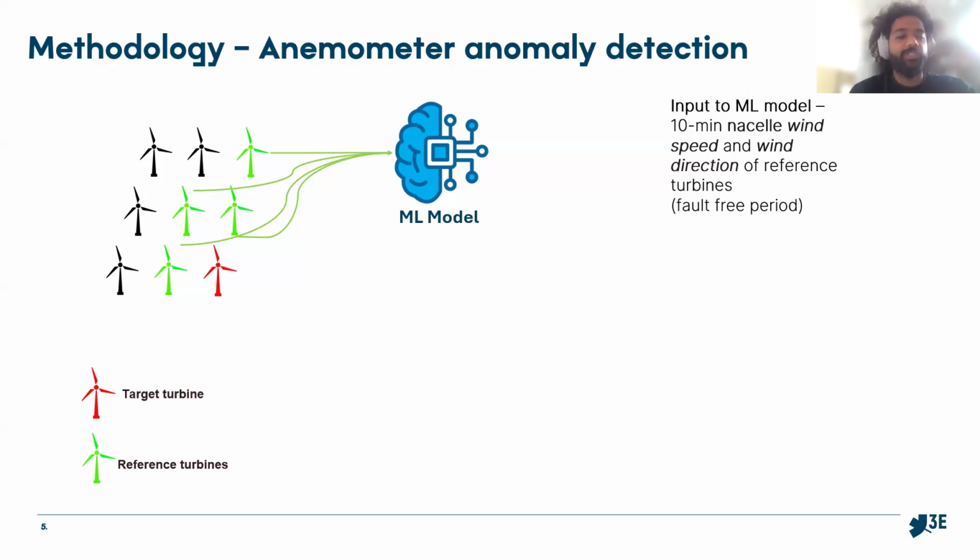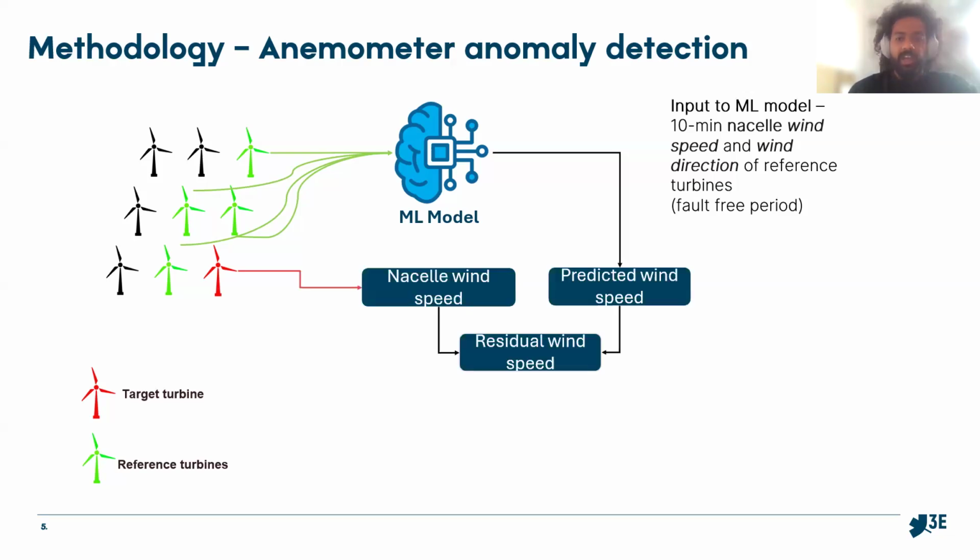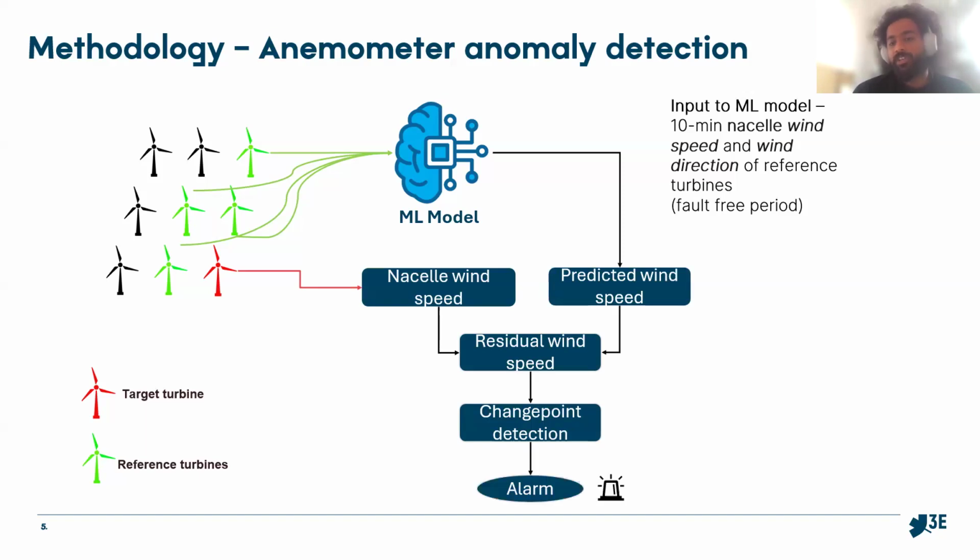So we try to predict the wind speed of the target turbine with just the wind speed and the wind direction of the reference turbines, as normal behavior modeling, and then we get the residual wind speeds. We are more interested in trying to detect the changes in the signal of the residual than just the magnitude of the residual for creating alarms.